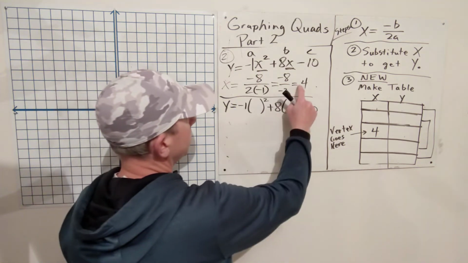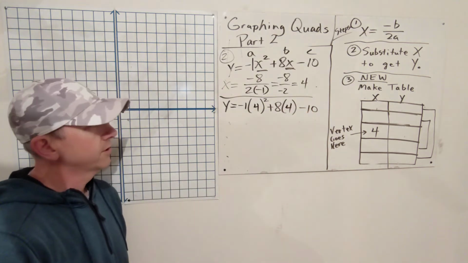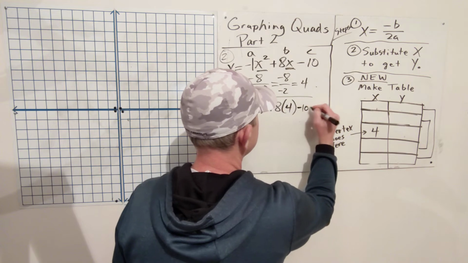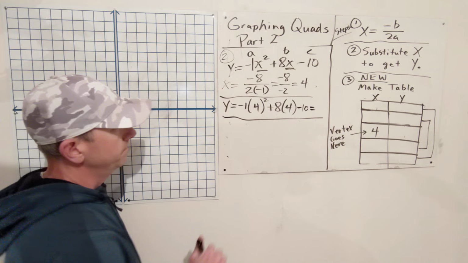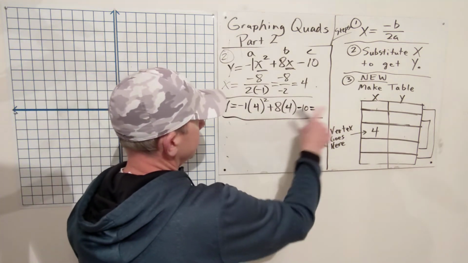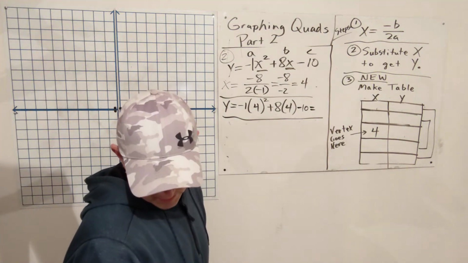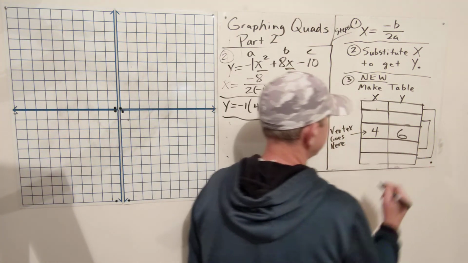Now we're going to plug the 4 into the parentheses, and then use your calculator. You do not have to do this in your head. I'm going to shorten this up. So this is -10, so I can fit this here and still have room. We multiply this out, use your calculator, and I believe we get a 6, don't we? It should be a positive 6, so that fills in our vertex.